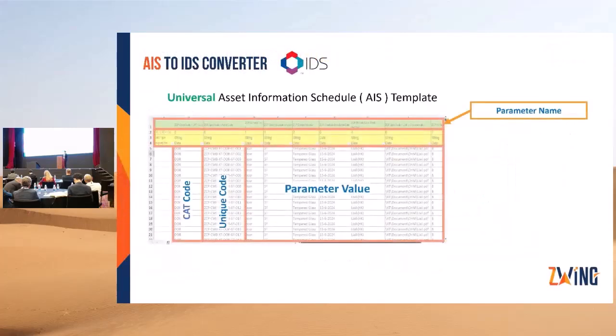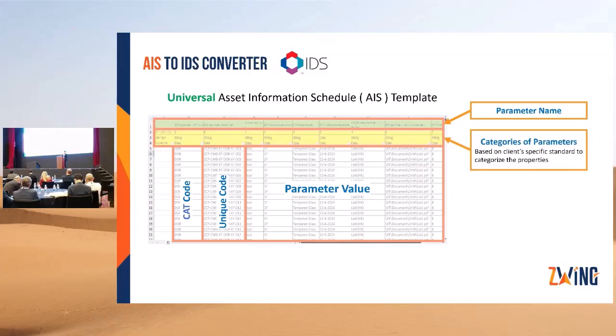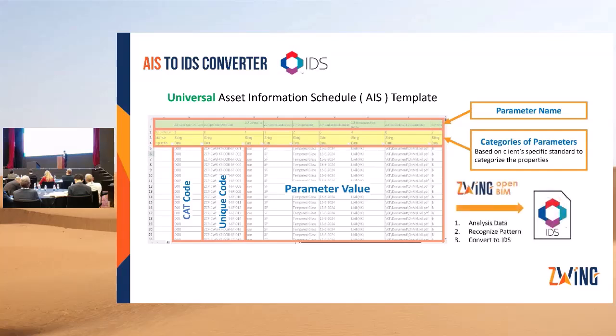Ensuring the BIM model is both accurate and compliant with industry standards. The Universal Access Information Schedule, AIS template, is used to define the parameter names and categorize them based on the client-specific standards. These parameters include important codes such as the CAD code and Unicode, along with their corresponding parameter values. Our system analyzes this data, recognizes the patterns, and then converts the information into a machine-readable IDS format. Just click and it converts.